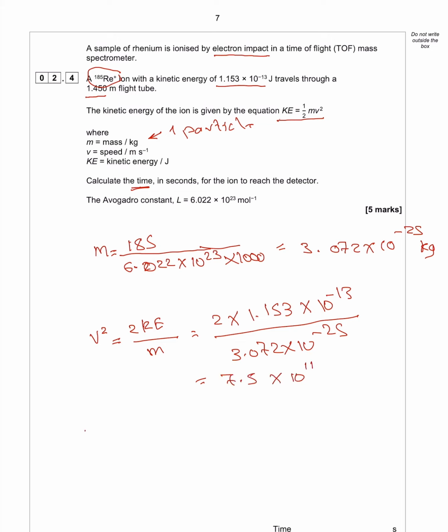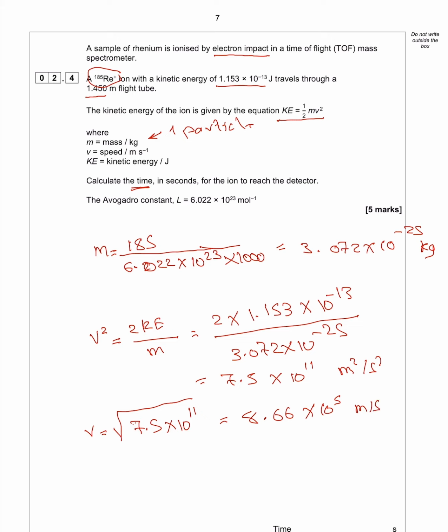Now we need to get just the speed, which is going to be the square root of this value. This is meter squared per second squared. So this is going to be the square root of 7.5 times 10 to power 11, and that will equal 8.66 times 10 to 5 meter per second.